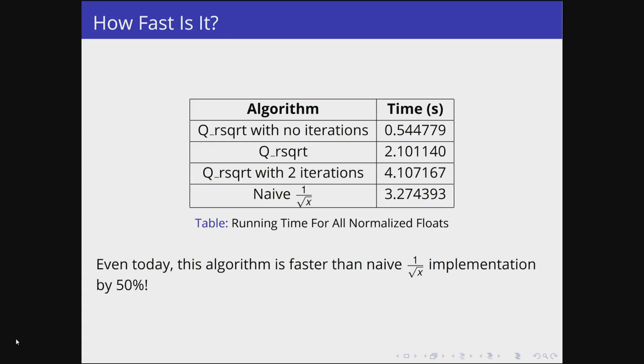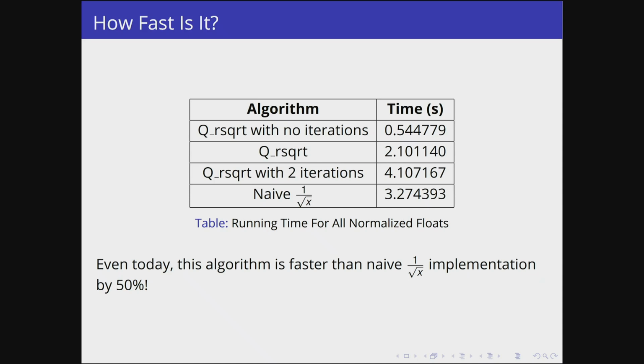Okay. Now the question is, after we did everything, how fast is it? Because we did a lot of things to make our software much faster. So unfortunately, I don't have a computer from 25 years ago, so I had to check it on my 5-year-old computer, and I got the following results: if I do no iterations of Newton Raphson, and I run it over all normalized floats, we don't have that many, almost 2 billion, so I can easily do it on my computer. It takes less than about half a second.